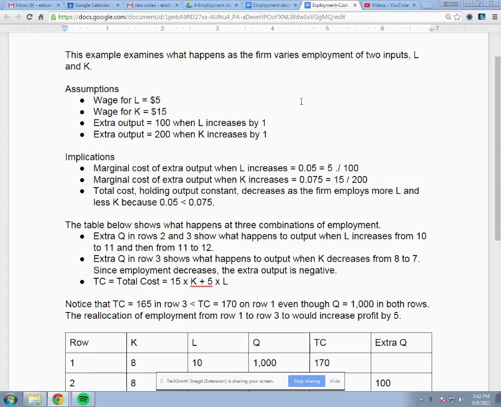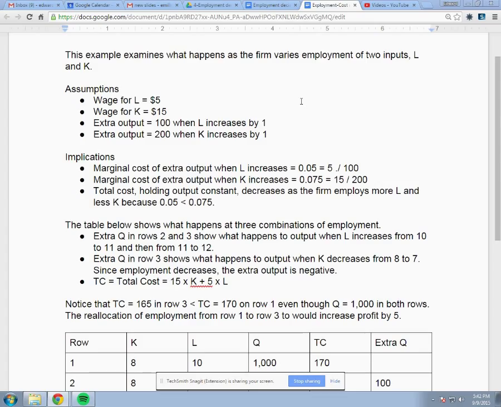First, we're going to assume the wage for L is $5 per unit. We're going to assume the wage for K is $15 per unit. We're going to assume the extra output is 100 when L increases by 1, and the extra output is 200 when K increases by 1.